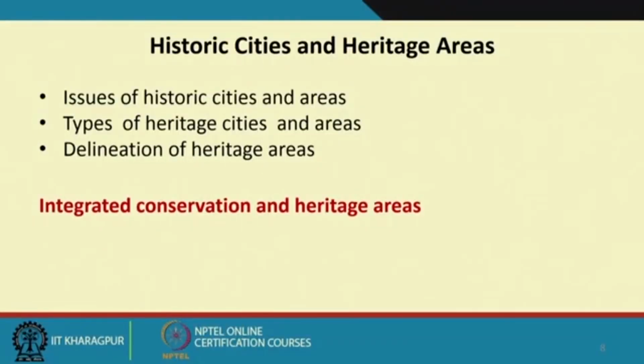There are different parts, there may be a core, there may be a fort area, there may be different parts, like Delhi is an example where there are so many historic areas of different time periods. So, we will have to talk about how you identify them and what approaches we take in such cases. And that brings us to the concept of integrated conservation of heritage areas.